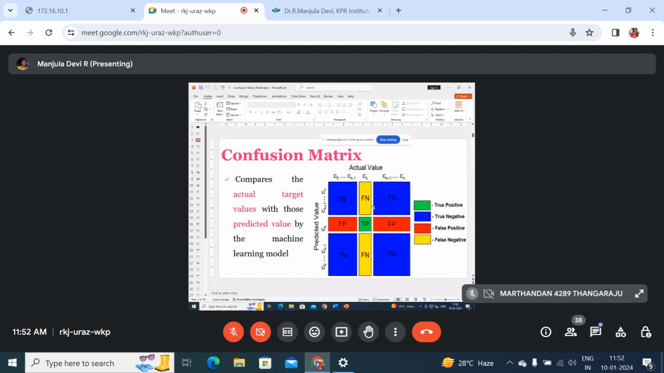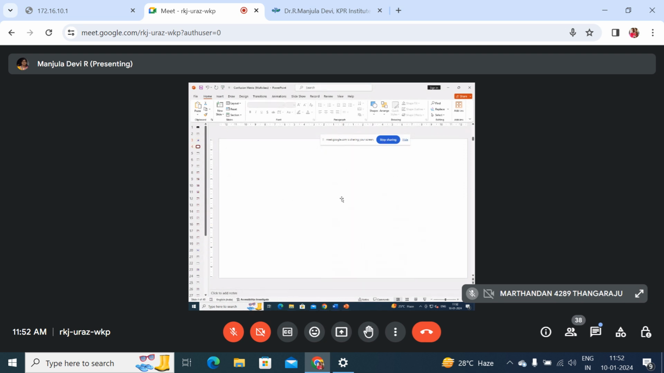Here, whichever one we take as one class, the other entries are negative. That means the corresponding row, except that cell, will be false positive and the same column will be false negative. The remaining thing is your true negative. You have to consider this. Except that cell, the corresponding row entries are false positive, the corresponding column is false negative, and the remaining is your true negative.